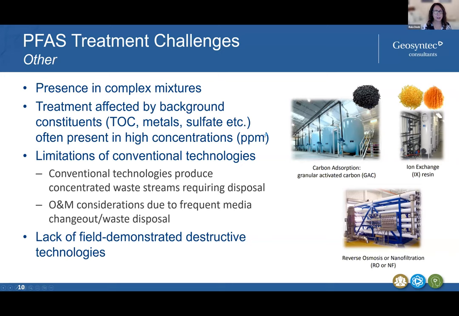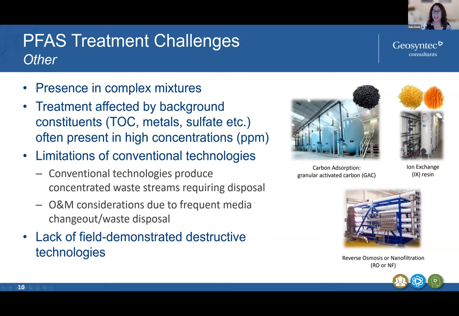Other things that impact treatment include background constituents like metals and sulfate and total organic carbon that are often present at much higher concentrations than the PFAS. So we're looking at PFAS at part per trillion levels, but these other constituents in groundwater or stormwater or surface water are present in part per million concentrations.